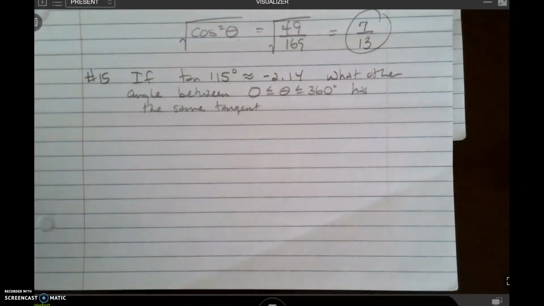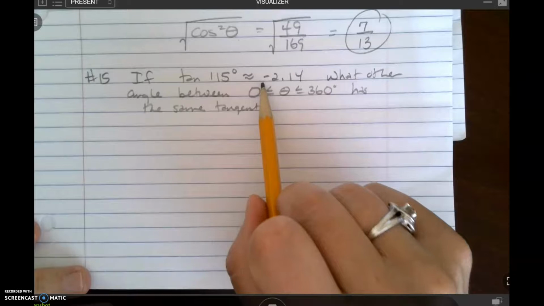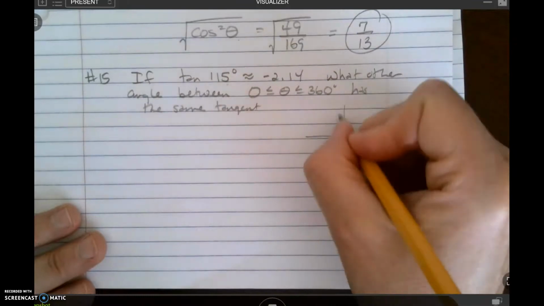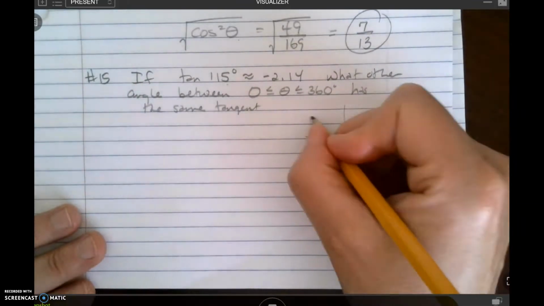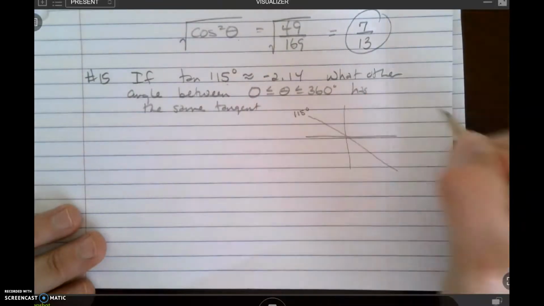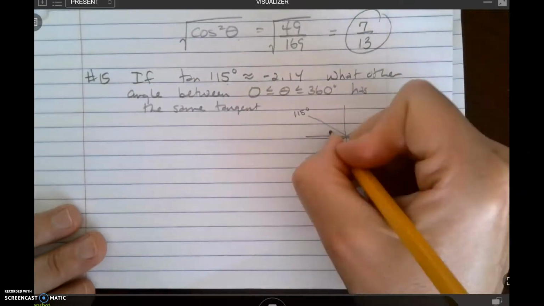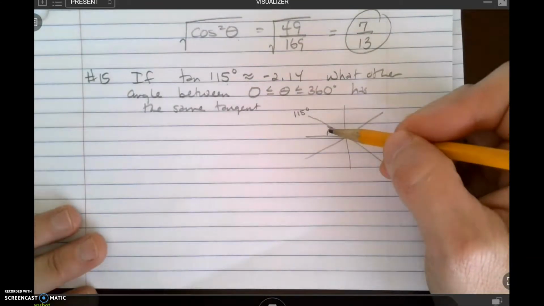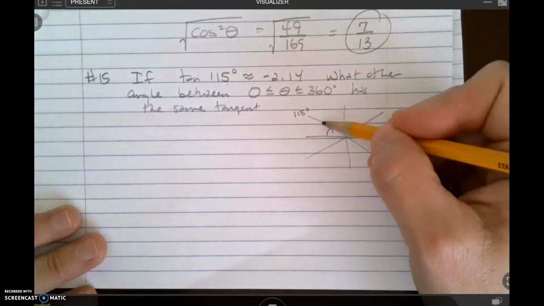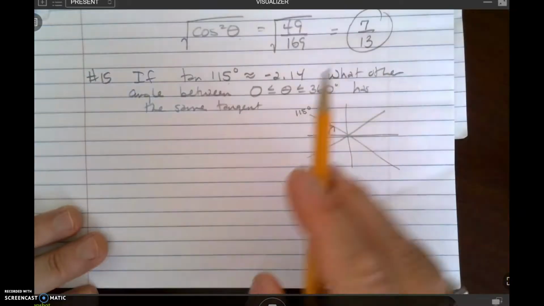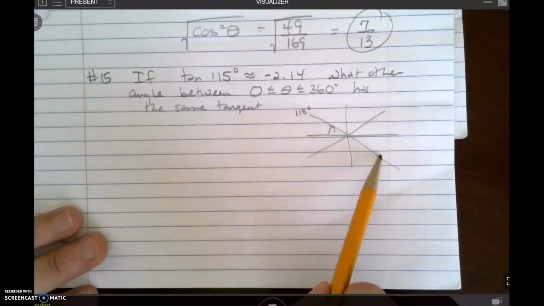In number 15, I'm told that the tangent of 115 is approximately negative 2.14. So I know that 115 is over here in quadrant 2. It will be somewhere over here. And this is where my 115 degrees would be. And when I look at that, I'm like, okay, I know that the tangent is negative in quadrant 2 and in quadrant 4. So since it's in quadrant 4, I know that when I go straight across, that's 180 degrees.